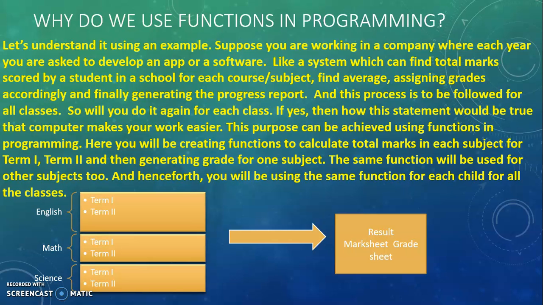Take another example. Suppose you are asked to draw a circle or a square of a particular color. The user will enter the color and then you are going to draw the circle or square. So here you will not write the command for each and every color, but you will write a function in which the user will pass, or enter, the color, and then accordingly the circle or the square of that particular color will be drawn.